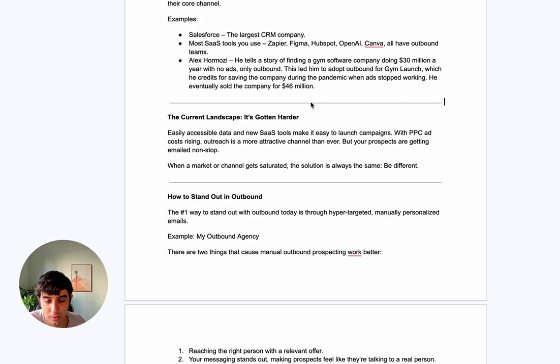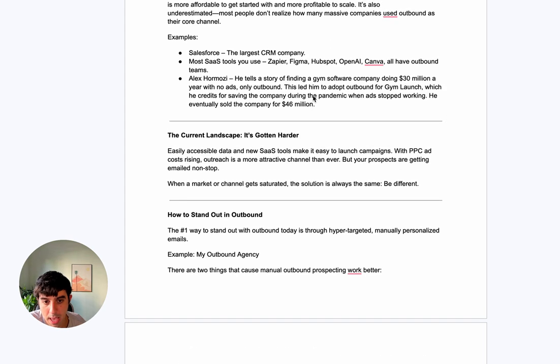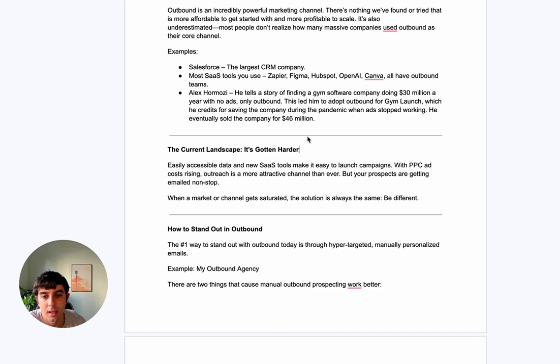It's so awesome, but it's gotten harder. That's why I wanted to make this a specific walkthrough today and share these ideas, because there's a lot of new software tools that help make it easier to find data, to get emails, and to send emails. Because data is so easily accessible now and it's so simple to get started launching outbound campaigns, that means that everyone's doing it.